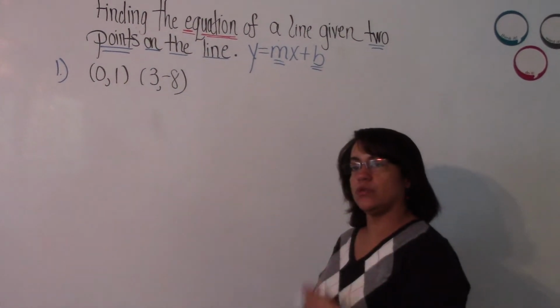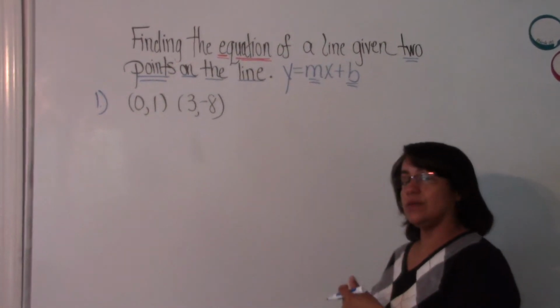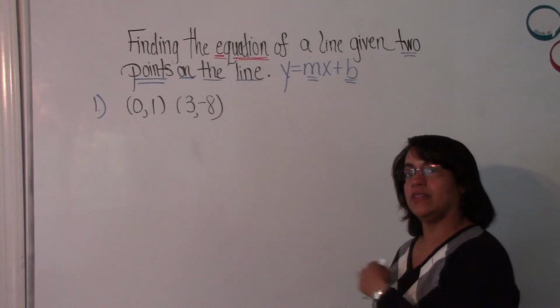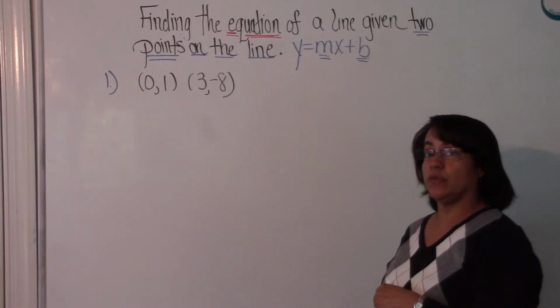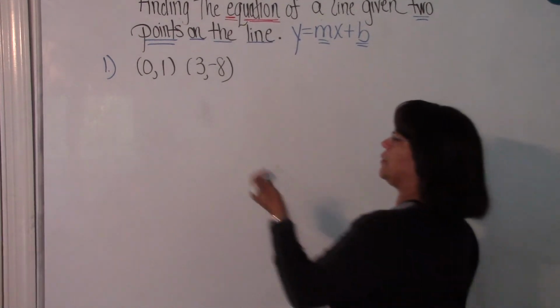So the y-intercept is where you cross the y-axis, and the slope tells you how far to go up or down, and then across. So the slope is a movement. So let's go ahead and find the slope.